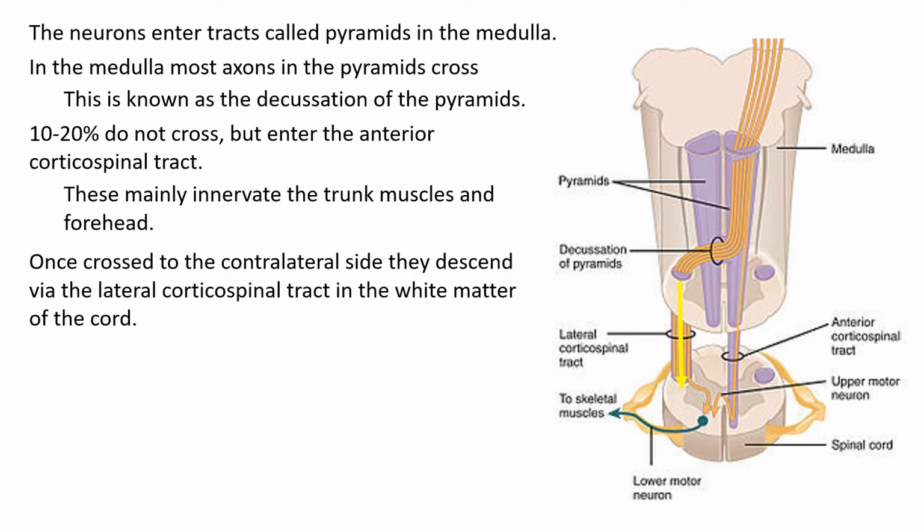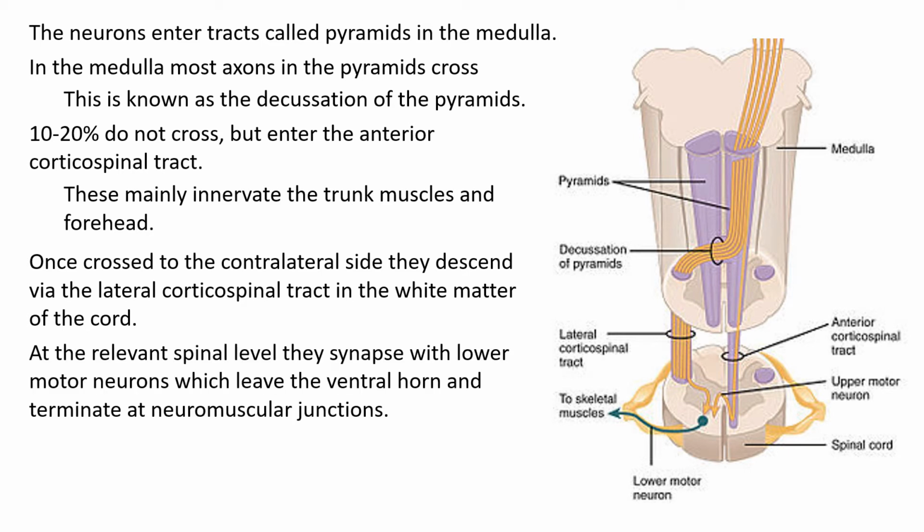So once crossed to the contralateral side, these are the ones that do cross, they descend via the lateral corticospinal tract. This is another tract going down the white matter of the spinal cord. At the relevant spinal level, they'll synapse with lower motor neurons, because what we've been talking about so far is the upper motor neuron. This is where the phrase upper motor neuron, lower motor neuron, lesions or disease comes from. So at the spinal level, the upper motor neuron synapses with the lower motor neuron.